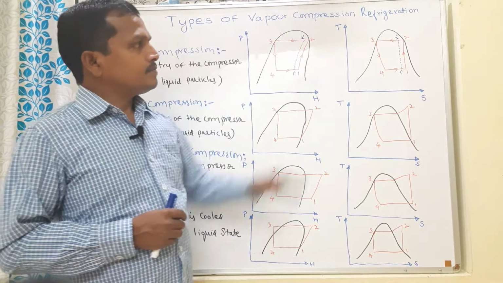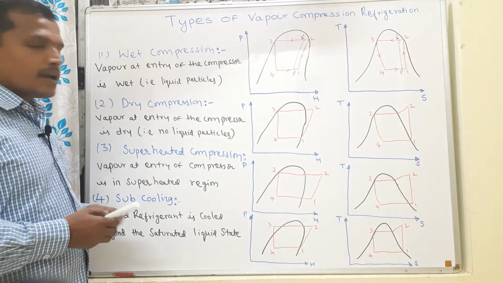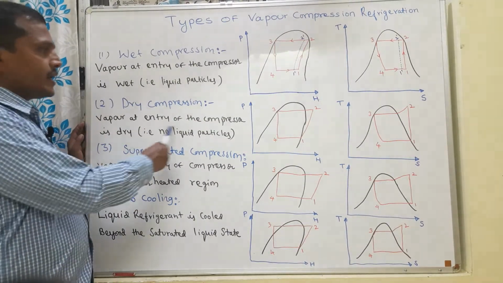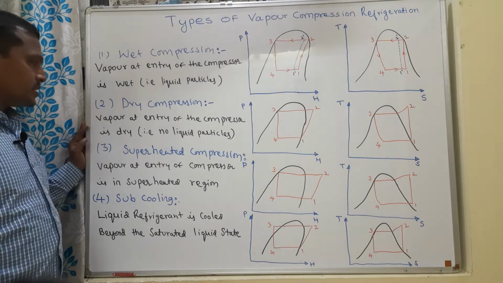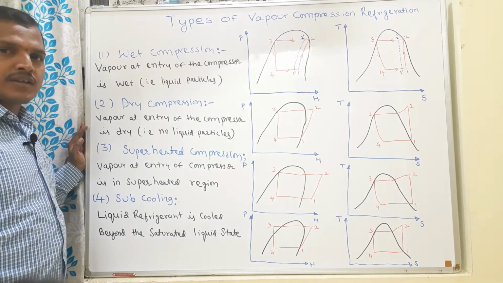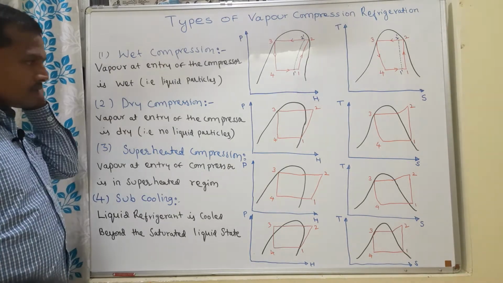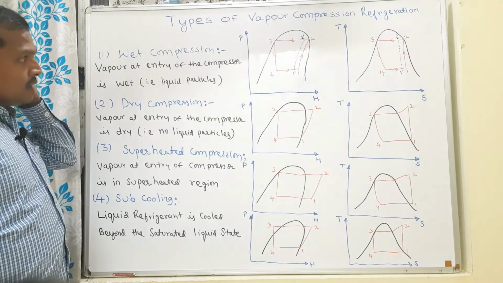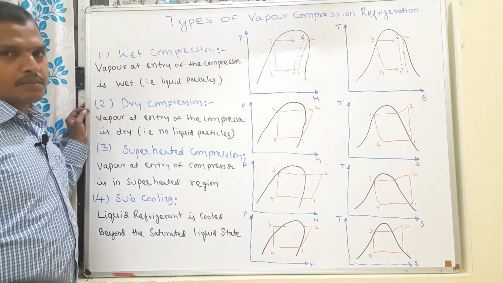This is the TS diagram. Okay. So next one, dry compression. Dry compression means vapor at the entry of the compressor is dry. That means there are no liquid particles. There is no liquid refrigerant particles in the vapor. So that's why it is called a vapor compression.